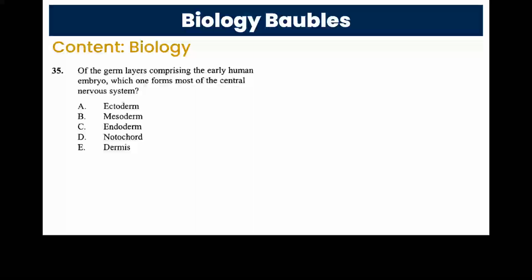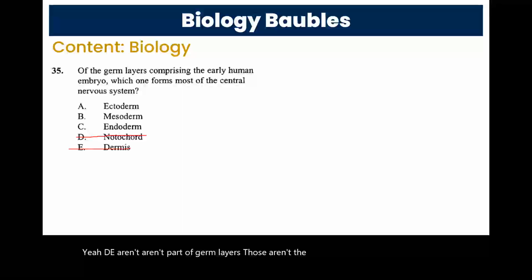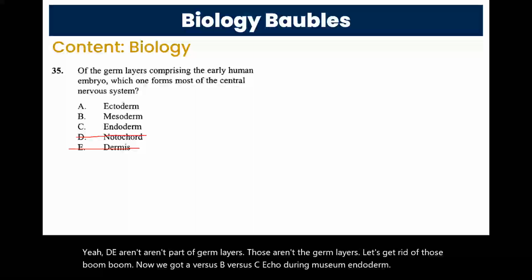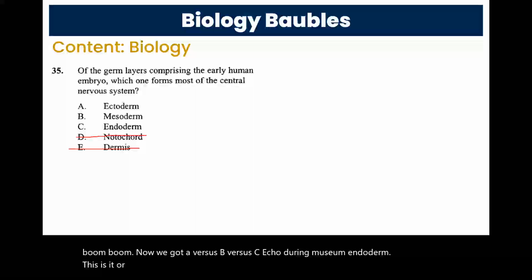Yeah, D and E aren't part of the germ layers. Those aren't the germ layers. Let's get rid of those. Boom, boom. Now we've got A versus B versus C: ectoderm, mesoderm, endoderm. You know it or you don't. There's no figuring it out.